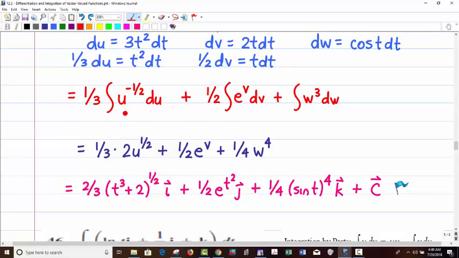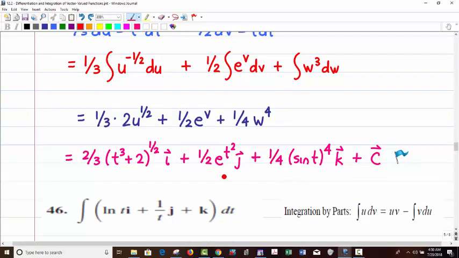Okay, power rule for u to the negative 1/2. The basic power rule will get you 2u to the 1/2 here. And the antiderivative of e to the v is just e to the v. And then w cubed, using the power rule again, would be 1/4 w to the 4th. Now we have to change them back into their original form. Looks like I didn't bother writing component form. I just went ahead and stuck only with standard unit vector form here, which is fine. No harm.